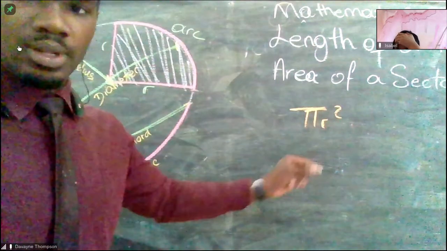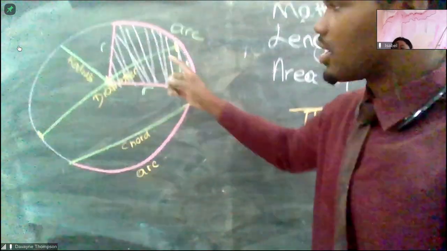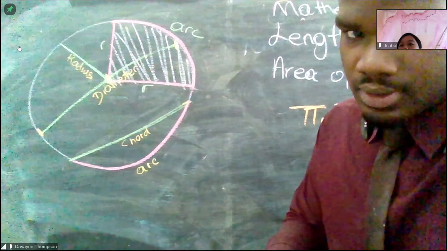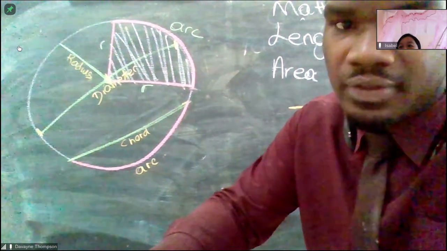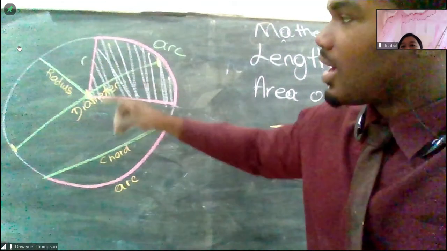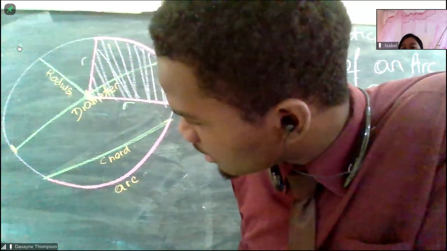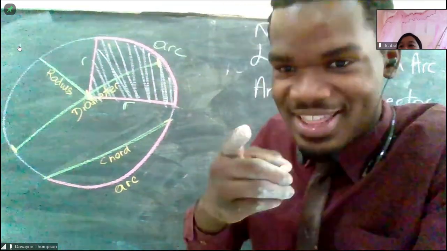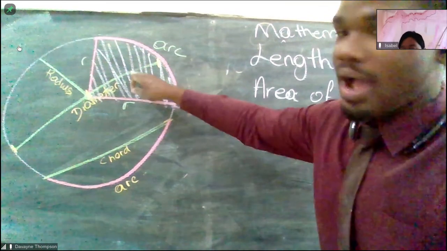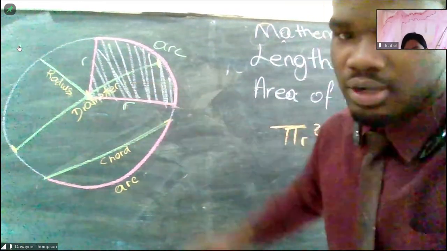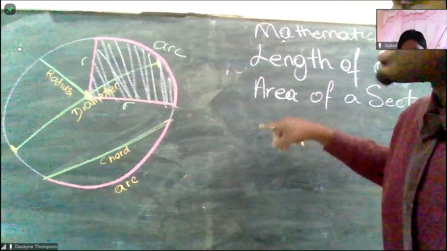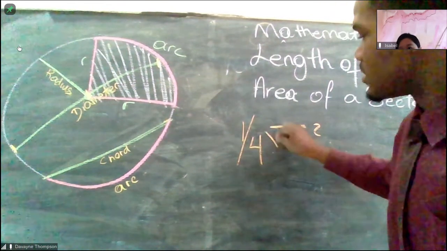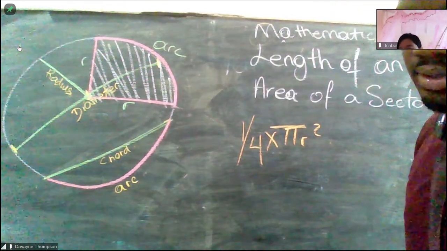Everybody agree? Okay, what portion of the circle am I trying to find? As in fraction, what fraction of the circle am I trying to find the area of? A quarter. There you go. So I am trying to find a quarter of the circle, so therefore the area of a sector is going to be a quarter times pi r squared. Simple.